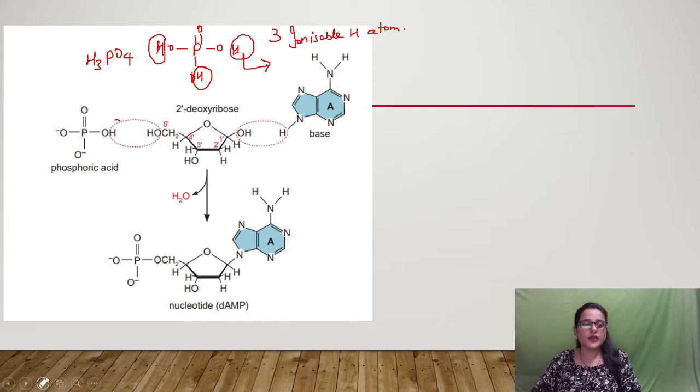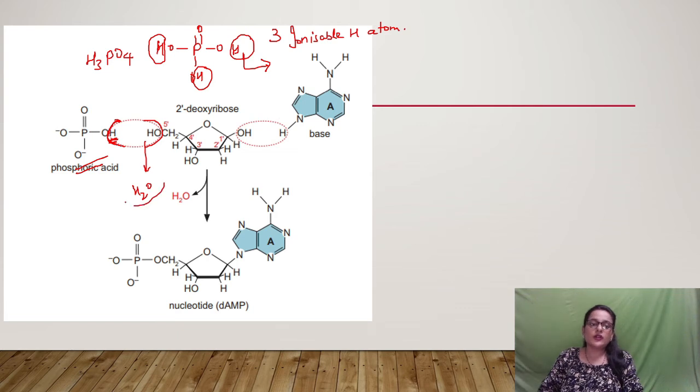This picture I have taken from Watson, 7th edition, Molecular Biology of the Gene. See over here, this is the ionizable hydrogen. This can easily leave this molecule and combine with this OH to form H2O, and because of this water which leaves the reaction, a phosphomonoester bond is formed.